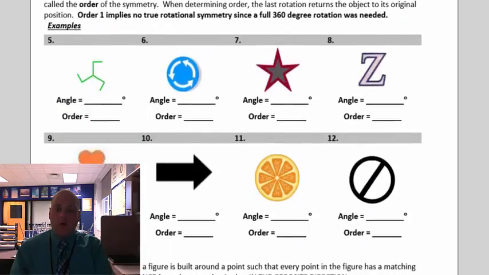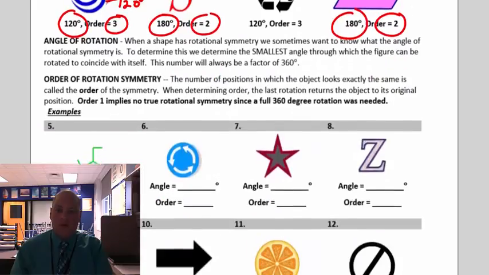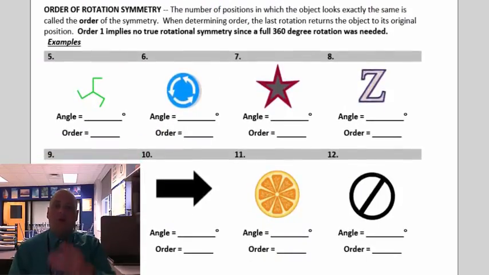Here it is right here. We just talked about it. The order of rotation symmetry is the number of positions in which the object looks exactly the same. So however many times you can rotate it to have it look exactly the same, that's the order. All right, so how many ways can you rotate this symbol here? How many times can you rotate that to look exactly the same?